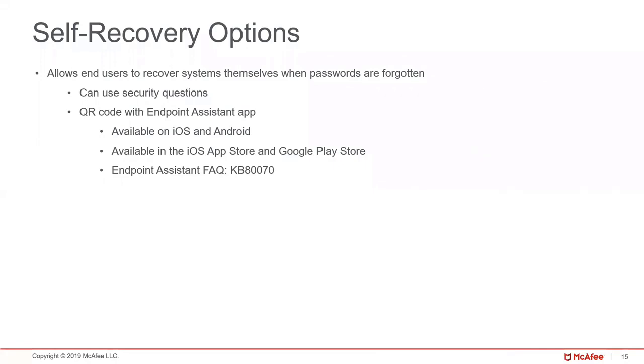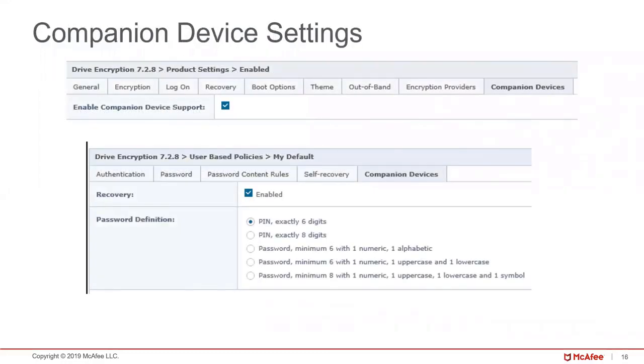The QR code with the Endpoint Assistant app is another option that allows an equivalent to that administrator recovery, but without requiring the administrator. It's available for iOS phones and Android phones in the App Store, Google Play Store. The frequently asked questions KB article for the Endpoint Assist app is in KB 80070. Whenever you're using this option, it will require that companion device is allowed in both the user-based policy and the product settings policy for drive encryption.